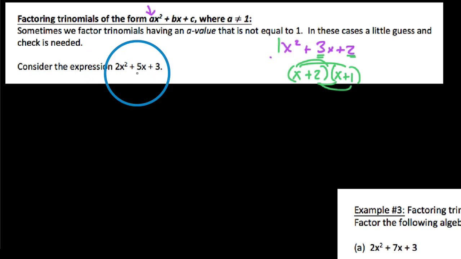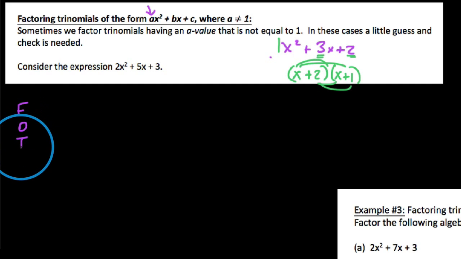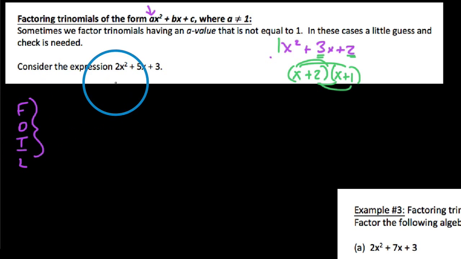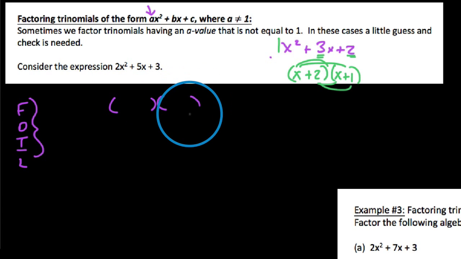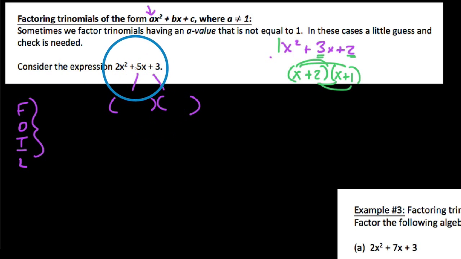So when we have something else, like 2x squared plus 5x plus 3, a little guess and check is going to be needed. So I'm going to give you some advice. What we're really doing is undoing this FOIL. We want to go backwards into the binomials that when we multiply them, we get this expression right here. So we're factoring this into two things we can multiply to get this.